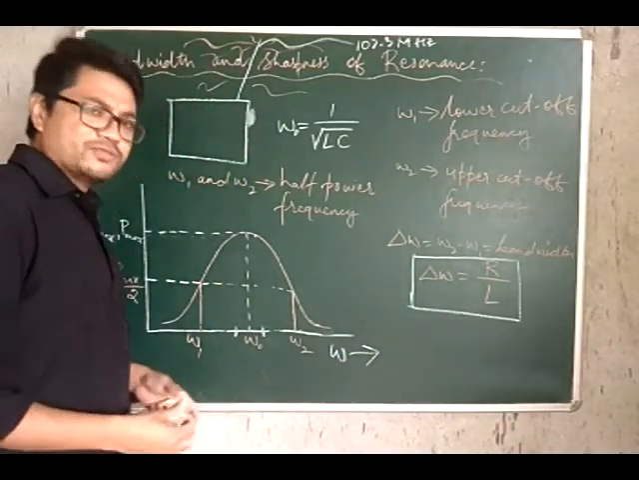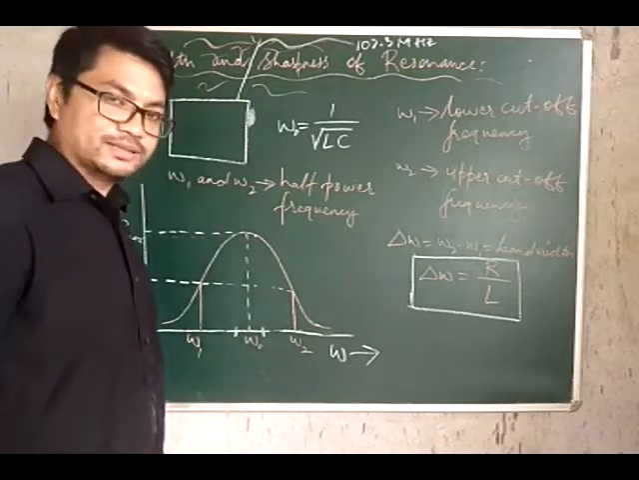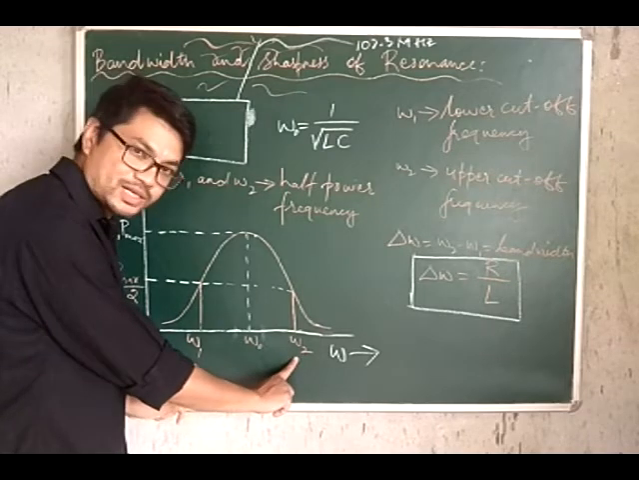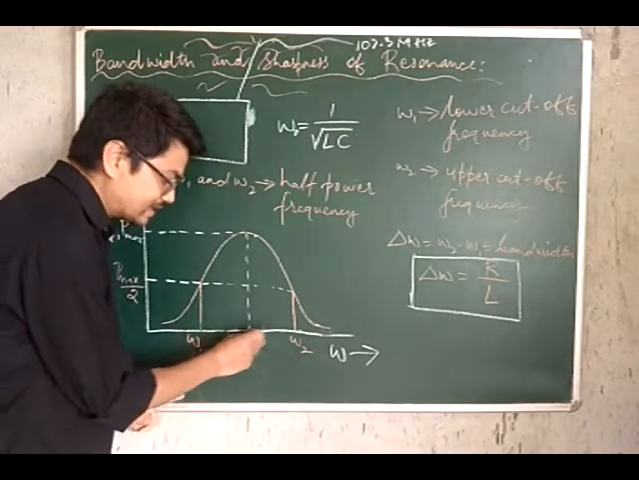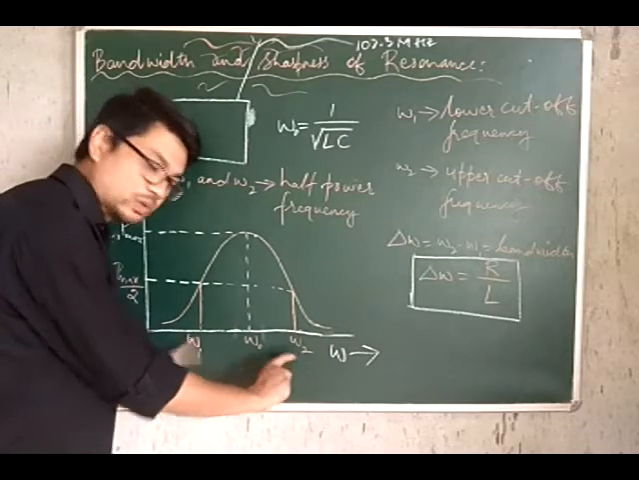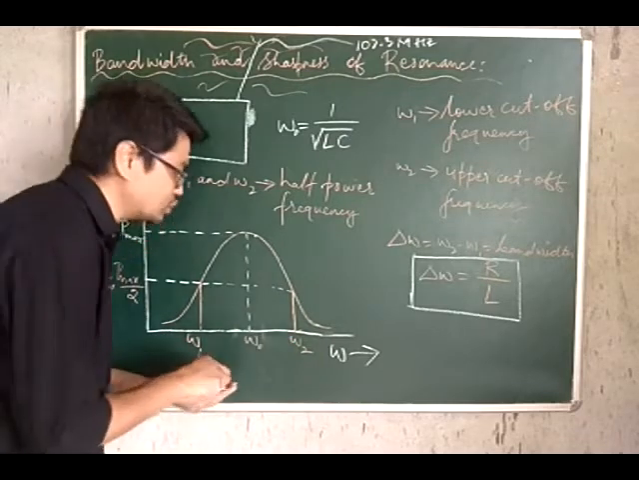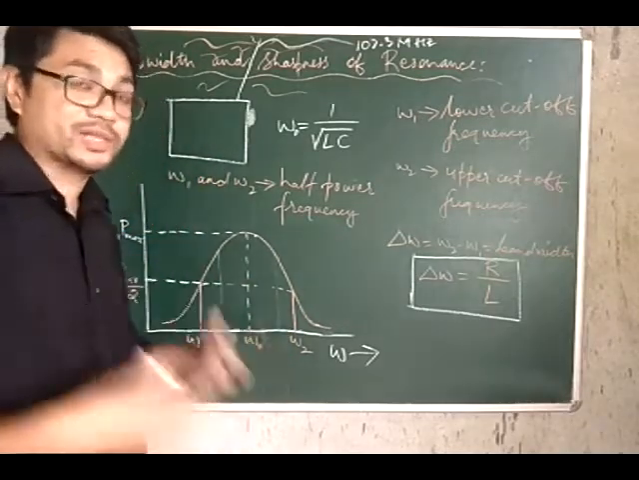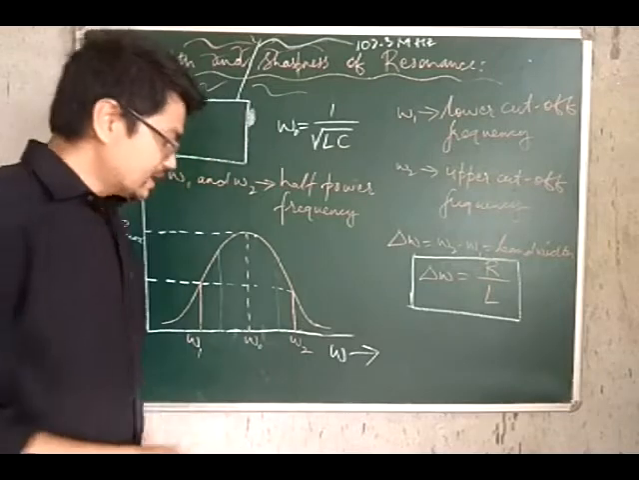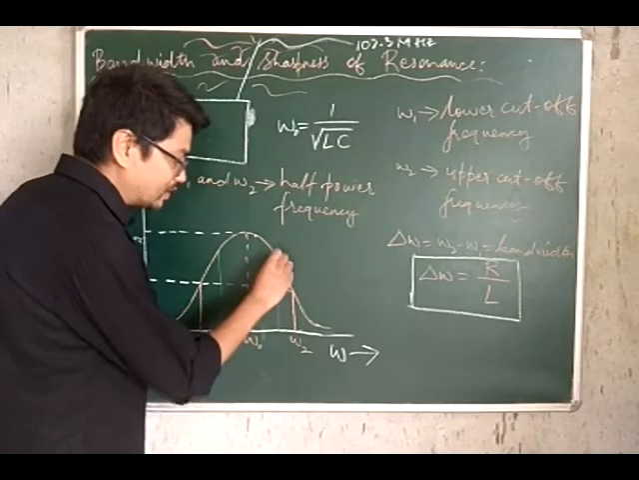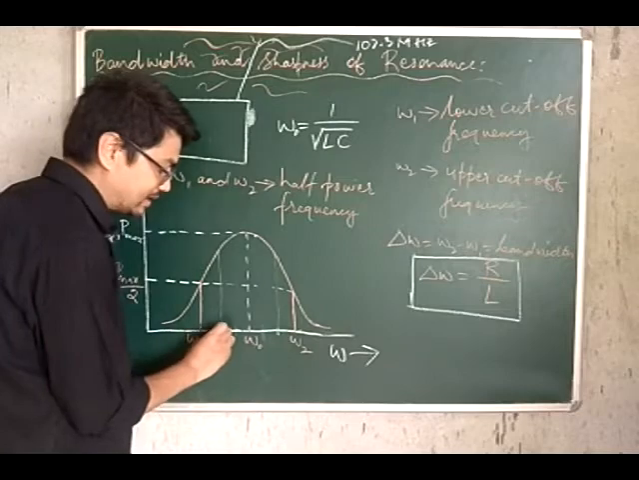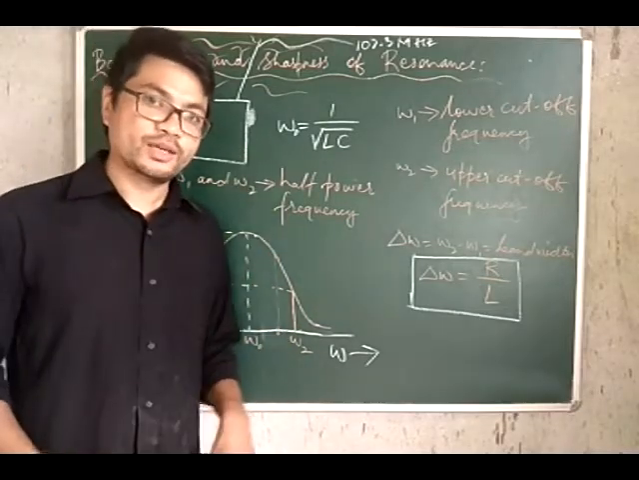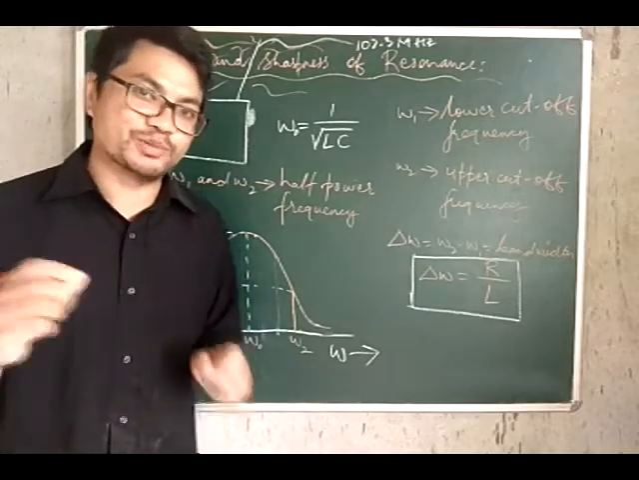Now, what is the use of bandwidth? Let us check that. All frequencies lying between omega 1 and omega 2, that is, all frequencies lying in this bandwidth, are producing an appreciable amount of current, and thereby the channels corresponding to these frequencies will produce disturbance in our radio, which obviously we don't want to happen.